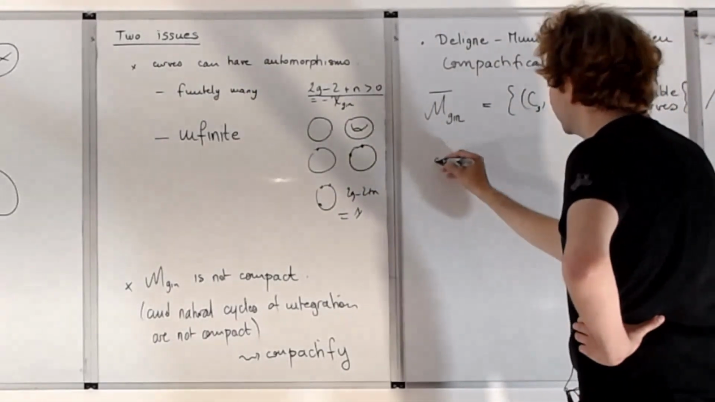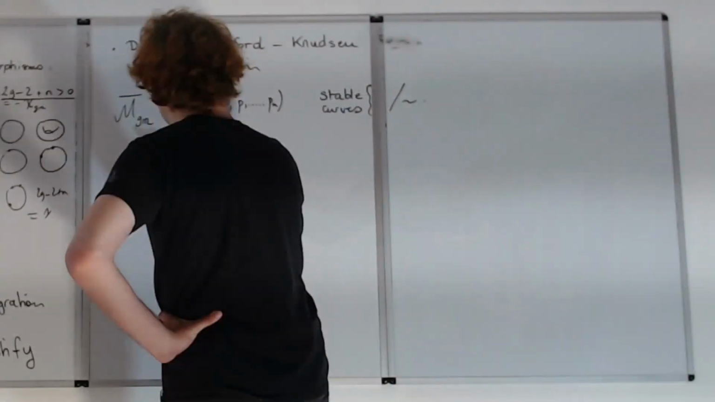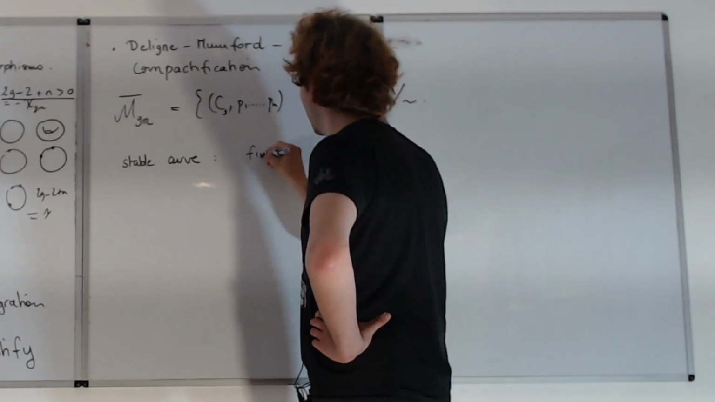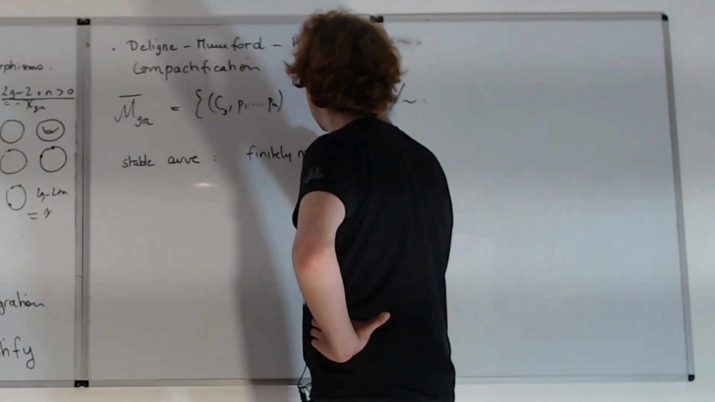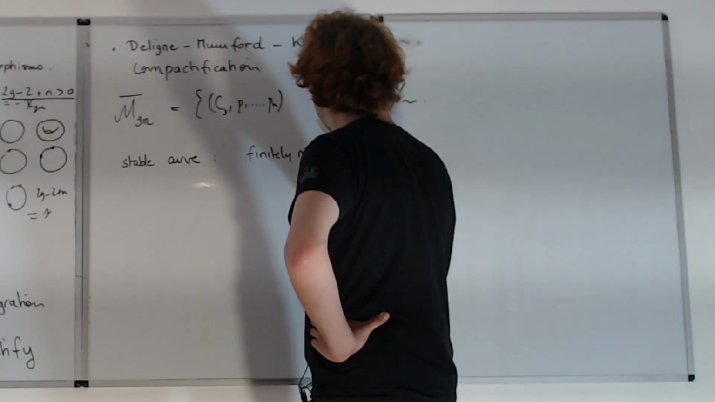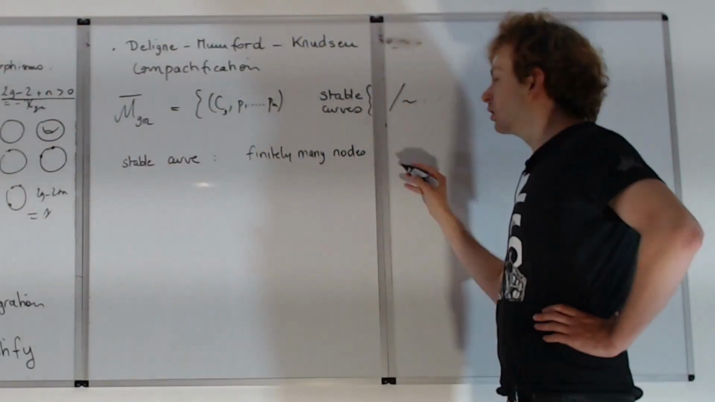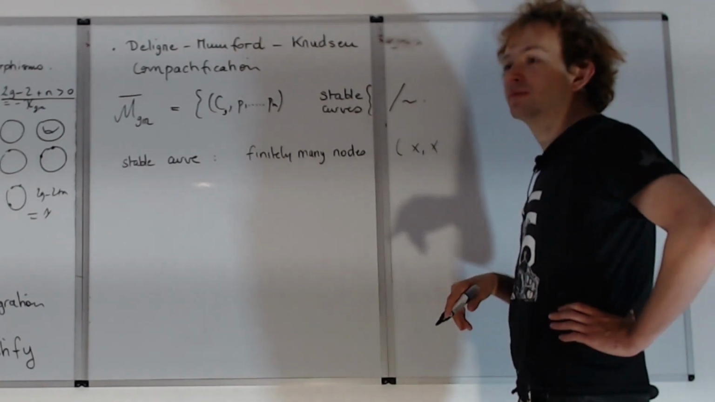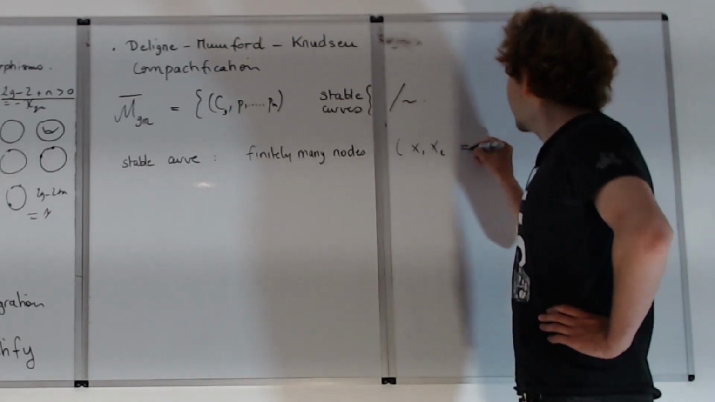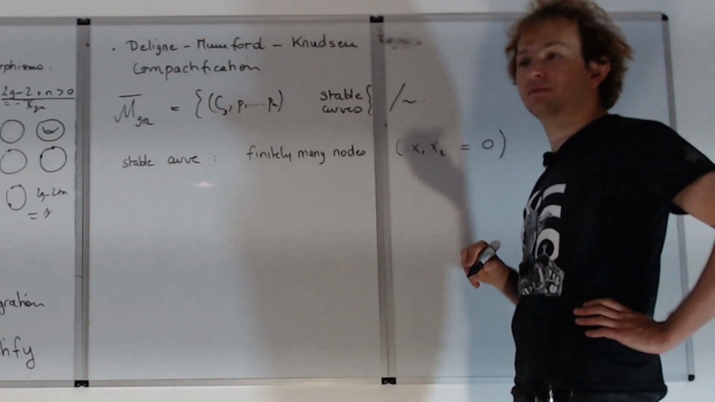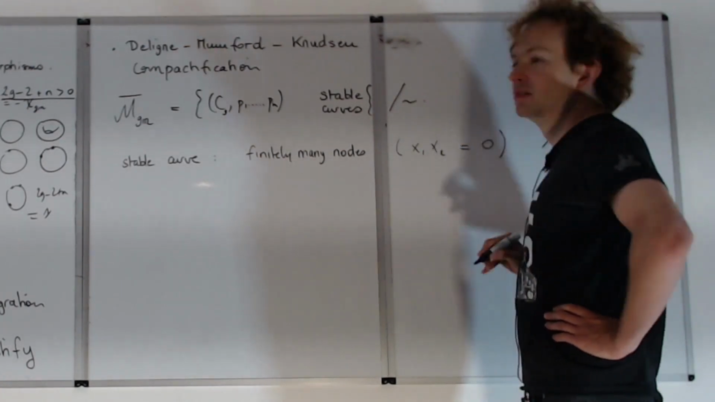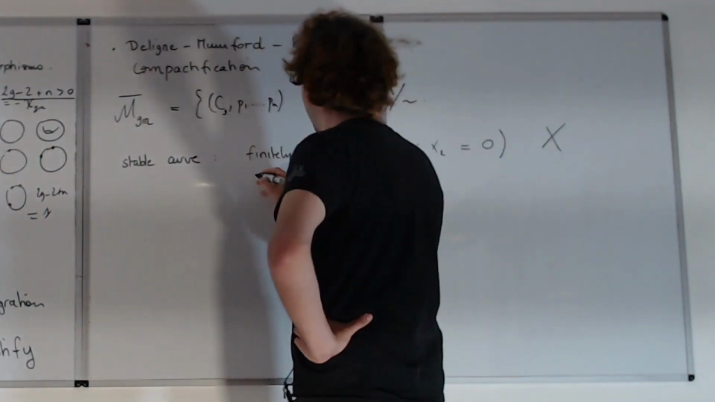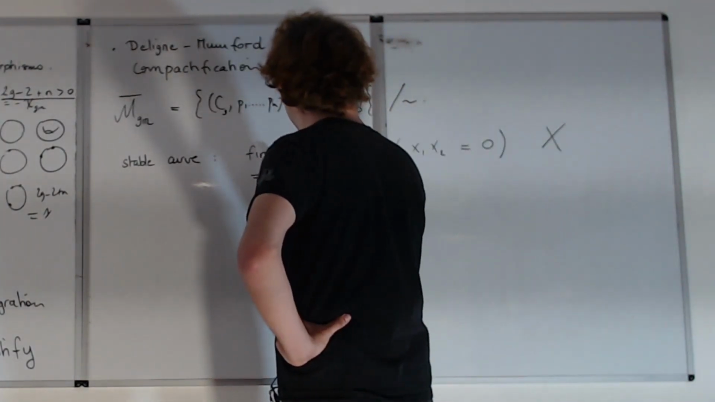So a stable curve is a curve where there are finitely many nodes. Now, these points are locally, so you have two regular functions on the curve, so that locally the equation looks like this. So it's really like this if I draw the real picture. And these nodes should be distinct from the marked points.